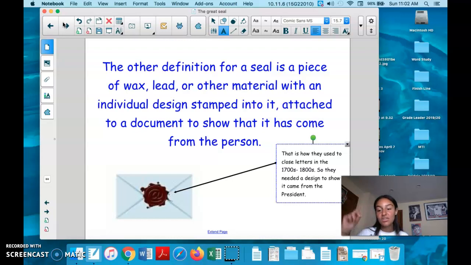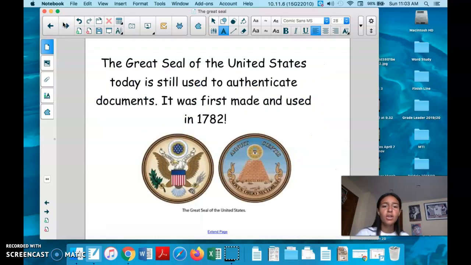And we know our signature is when we sign our name. The Great Seal is kind of like the signature of America. The Great Seal of the United States is still used today to authenticate documents. So that means if the United States signs a treaty or makes an agreement with another country, they stamp the Great Seal on it.